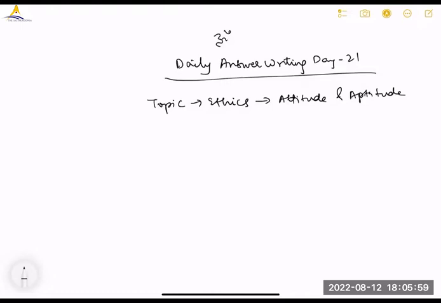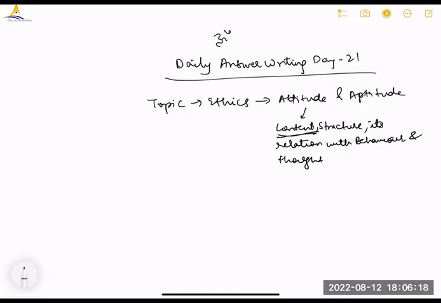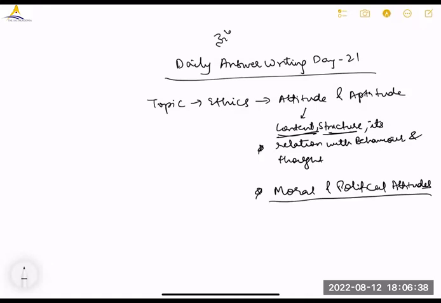So what is written there? Attitude: content, structure, its relation with behavior and thought. So the content of attitude, its structure, and its relation with behavior and thought. And what else is written? Moral and political attitudes. You have to study these attitudes in particular, moral and political attitudes.